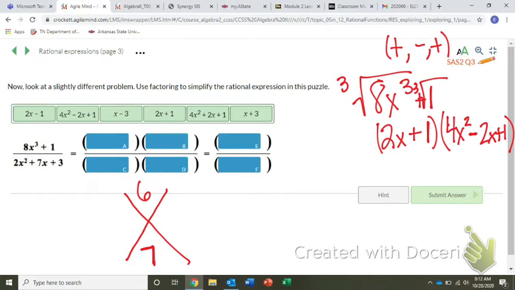Okay? We are still adding to get 7. And we are still multiplying to get 6. So that would be 6 and 1. Now, originally, we would have stopped here. Okay? But since this A value equals 2, we must divide the factors by 2. So I'm saying 6 divided by 2 and 1 divided by 2.